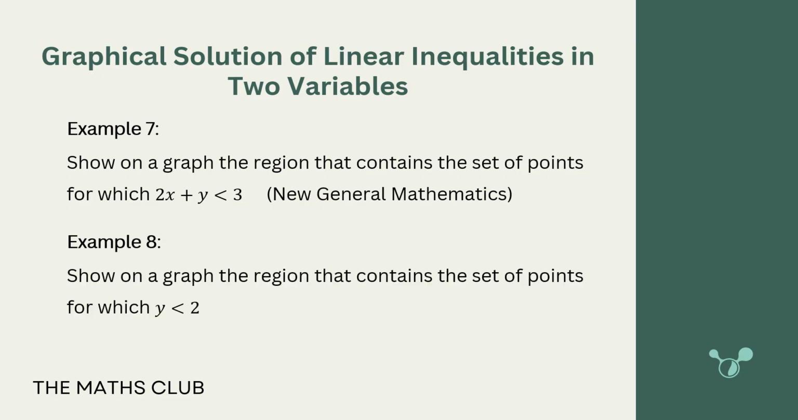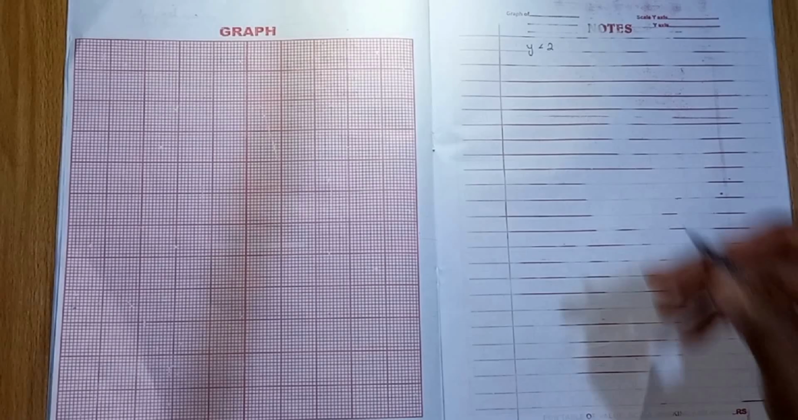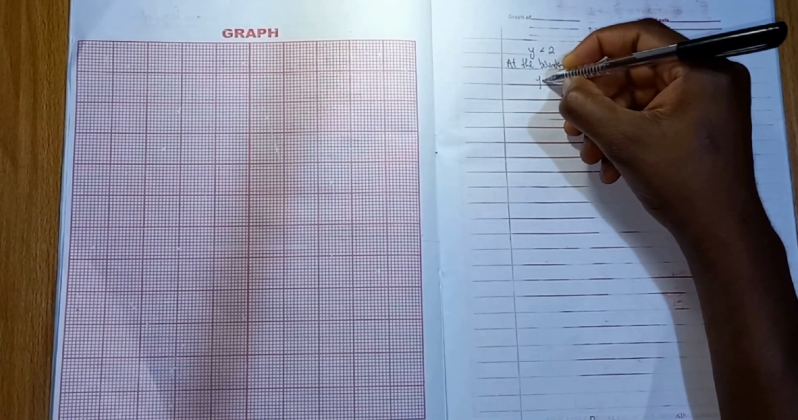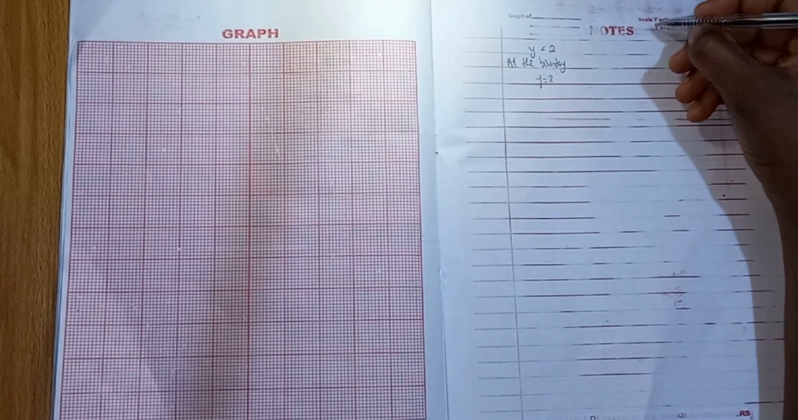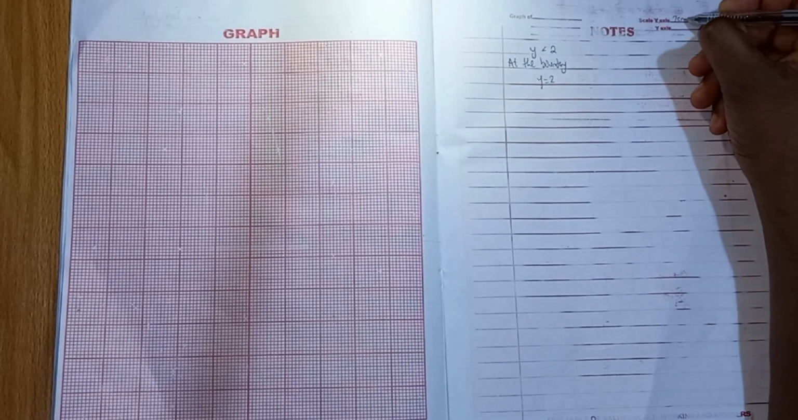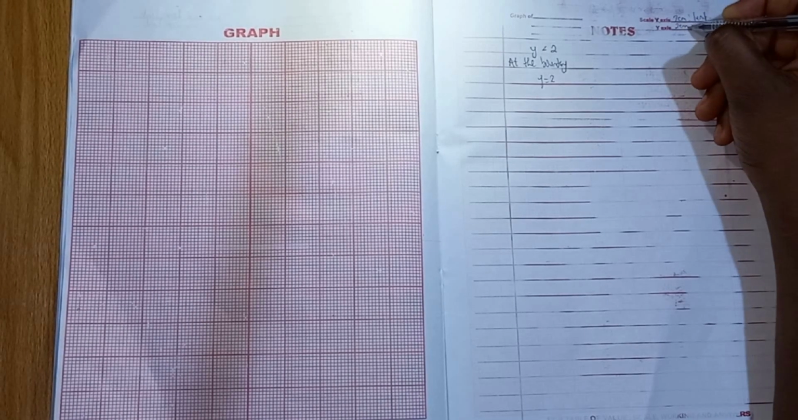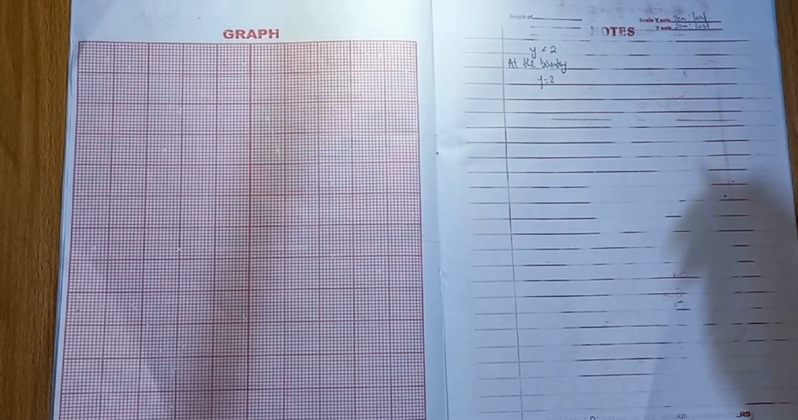Example 8 then says that we should show on the graph the region that contains the set of points for which y is greater than 2. We'll solve this together. For y is less than 2, we also need to find what happens at the boundary. Y will just be equal to 2. So for the x-axis, we're going to use a scale of 2 centimeters to represent 1 unit. And on the y, we're going to use 2 centimeters to also represent 1 unit. So it's just for us to plot our graph.